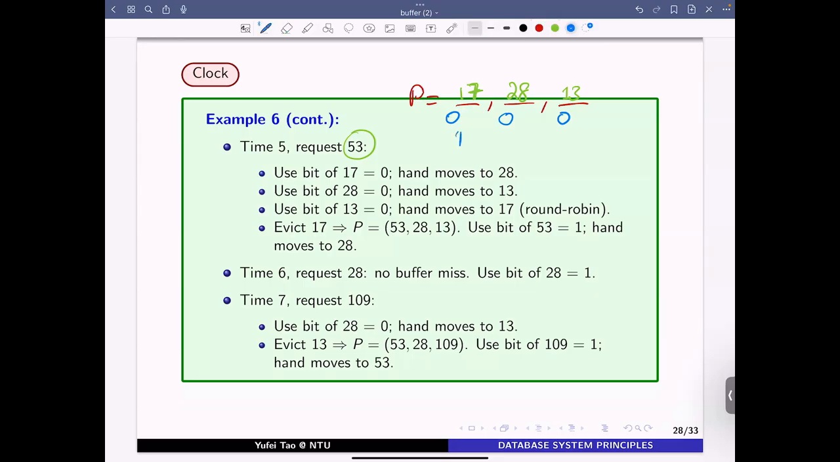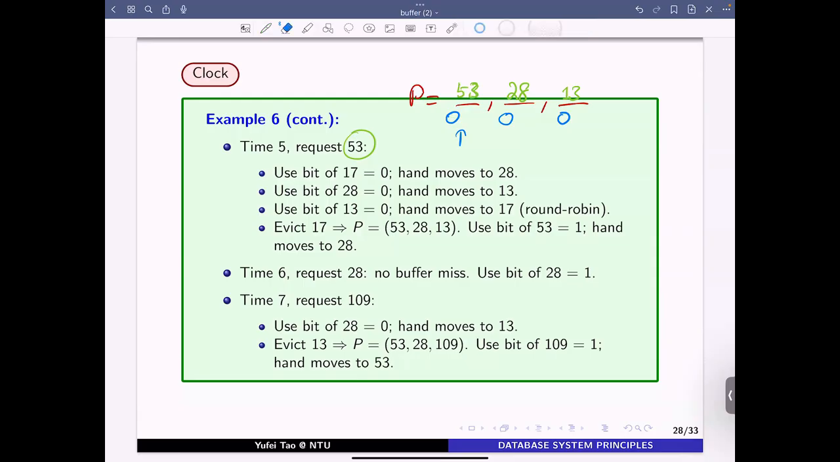So the hand comes back to 17. Now this time we say, hey, we knew you had a 1 before, but we gave you this chance, and we saw that everyone had a 1. So now coming back to you, you're the next one, as indicated by the hand. So sorry, you have to go. That's why we remove 17, and we make an empty space, and 53 sits here.